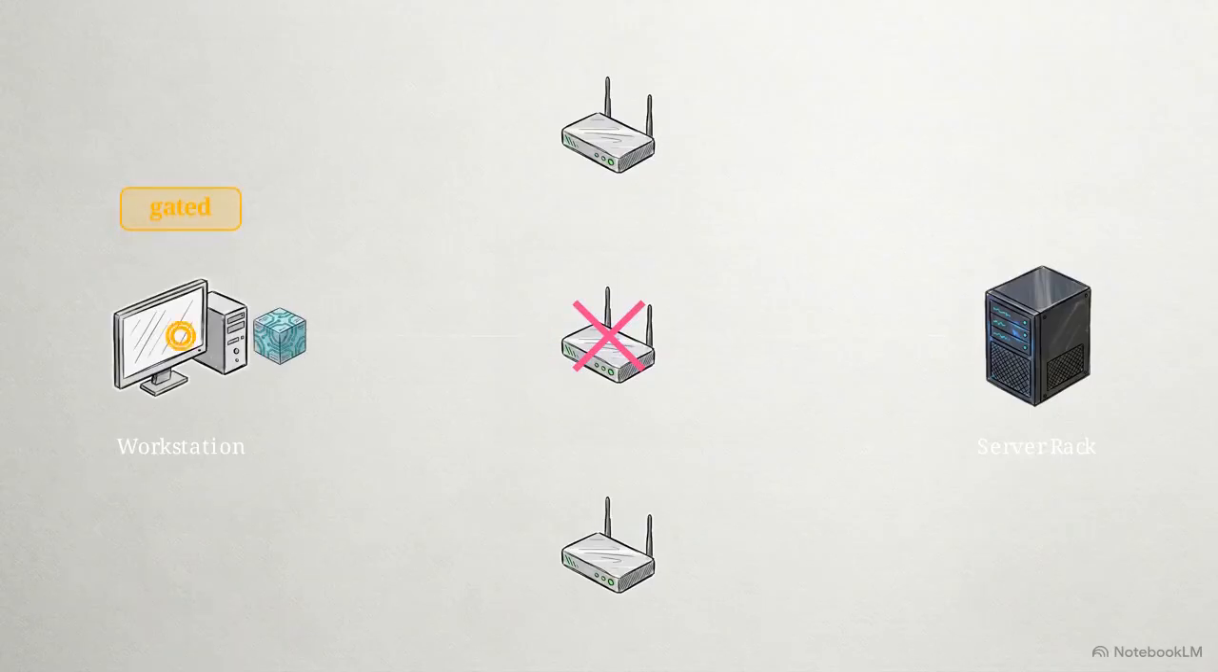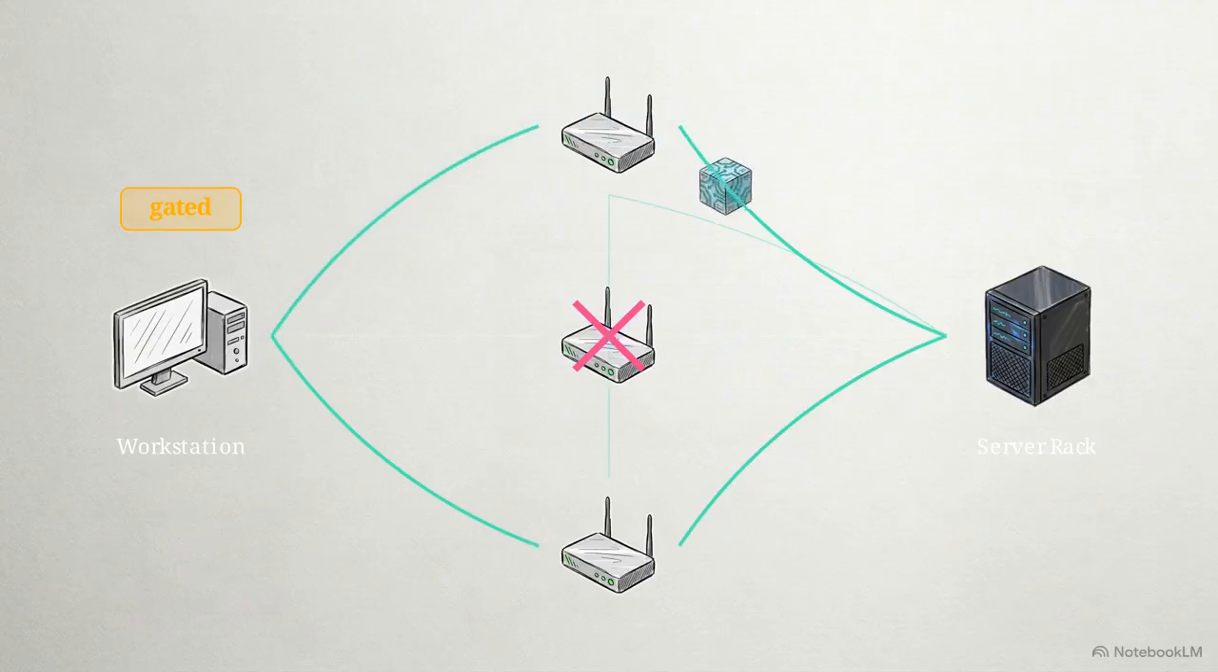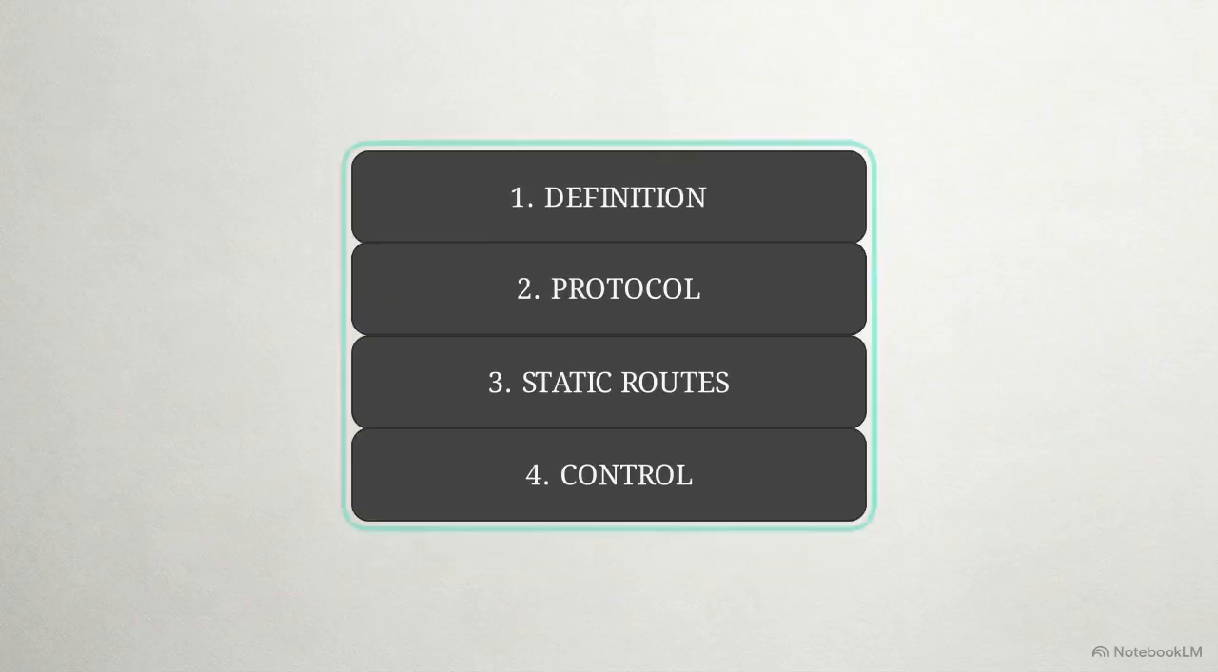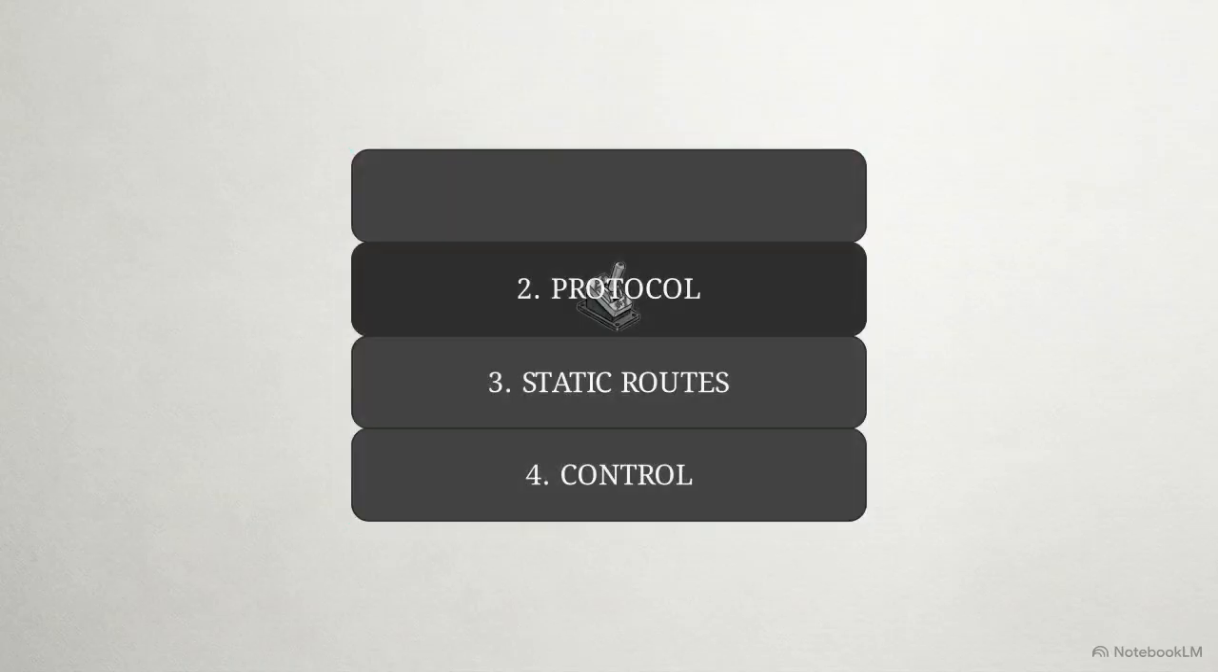If your network has multiple routers and changing paths, a single static route will fail. For complex environments, we initialize the gated daemon to handle dynamic routing protocols. The gated configuration file enforces a strict mandatory order. You must place definition statements first, followed by protocols, then static routes, and finally control statements. Reversing this order prevents the daemon from starting.